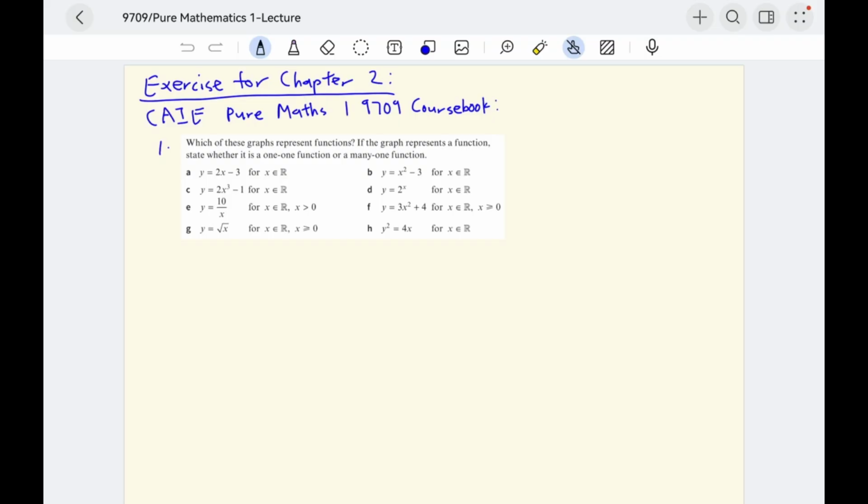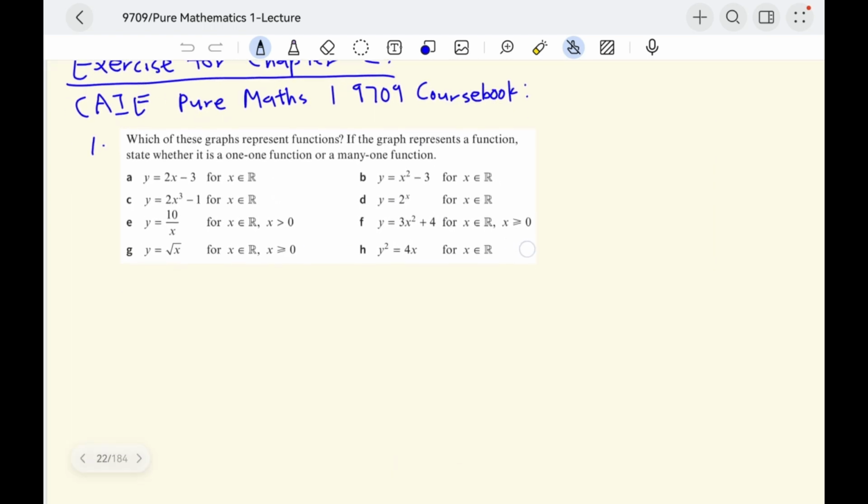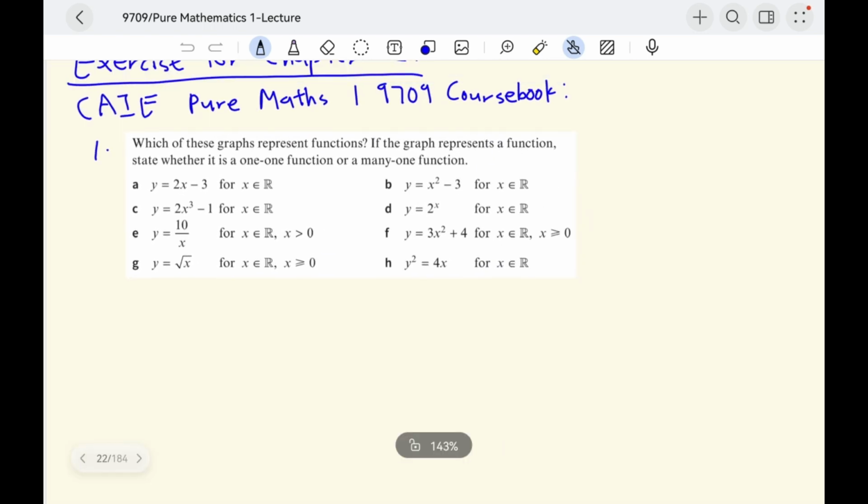For this video today, we are going to discuss the exercises for Chapter 2, Functions. Alright, let's take a look at the first questions. This is the first question from the Pure Mathematics 1 9709 course book. This question asks you to state whether it is a one-to-one or many-to-one for each part below, and which of these graphs represent functions.